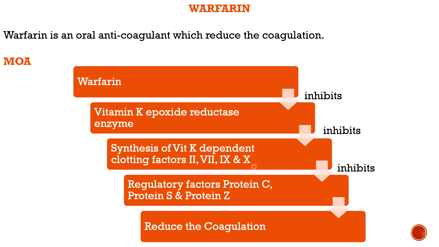Warfarin inhibits the vitamin K epoxide reductase enzyme. This enzyme is responsible for the activation of vitamin K. Due to inhibition of the enzyme, there is no activation of vitamin K, so there is a lack of vitamin K. So due to lack of vitamin K, there is inhibition of the synthesis of vitamin K dependent clotting factors 2, 7, 9 and 10, and also the regulatory factors protein C, S and Z. So due to inhibition of these clotting factors, there is an inhibition or reduction in the coagulation.